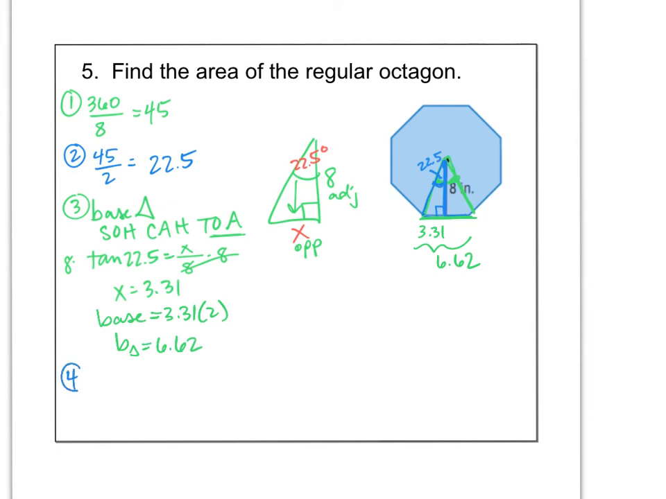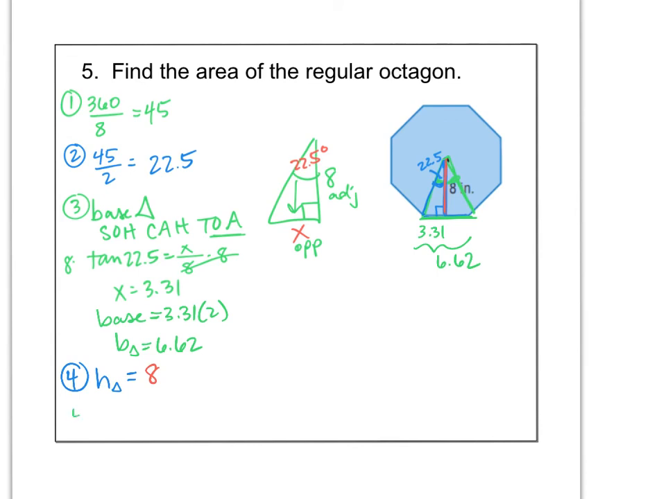Step 4. Now we find the height of the triangle. Holy buckets, this is good news, people. We already know the height of our triangle. It is the 8. So 8 is our height of our triangle. We don't have to do any work for that. It's already given to us.